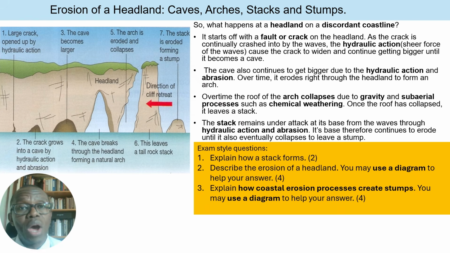Now, when we were looking at discordant coastlines, which are coastlines where the geology runs perpendicular to the coast, or to the sea, we mentioned that this geology leads to the formation of bays and headlands. The bays normally end up being sheltered by the two headlands on either side, and because of that, the bays are low energy environments. So what tends to happen there is that you will have deposition due to that sheltering by the headlands on either side.